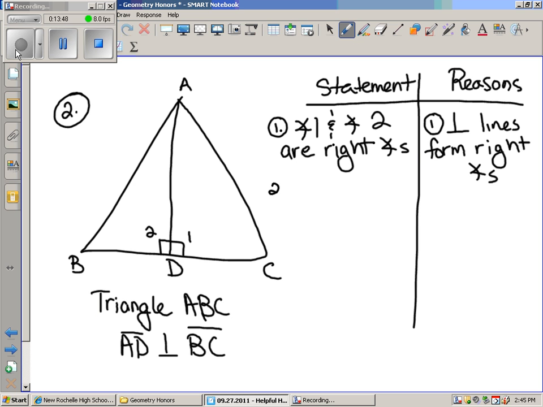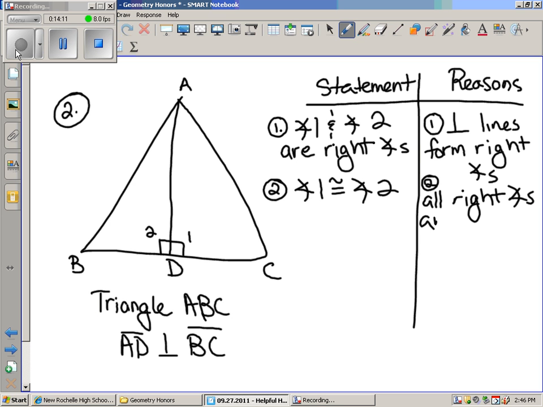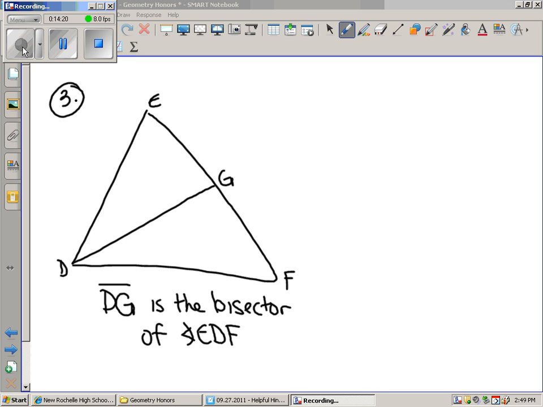Yeah, you're saying the same thing as me. Angle 1 is congruent to angle 2. Tell me why. That's just the justification I'm looking for. Number 2: all right angles are congruent. Mike, I like what you said before. Don't get caught up in it. Be careful.